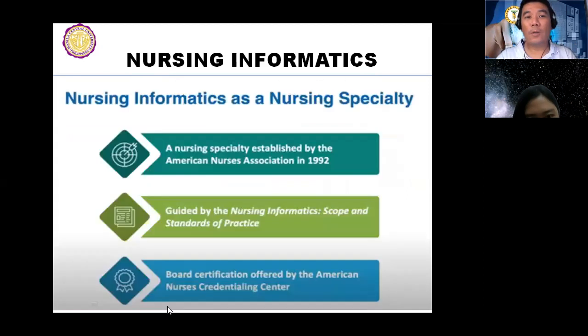So we have discussed also that nursing informatics is a nursing specialty. Here in the Philippines, nursing informatics is a nursing specialty which was established by the American Nurses Association in 1992. Our nursing practice, scope and standards of practice are covered by our law, which is Republic Act 9173. Here in the Philippines, we still don't have the certificate concern.